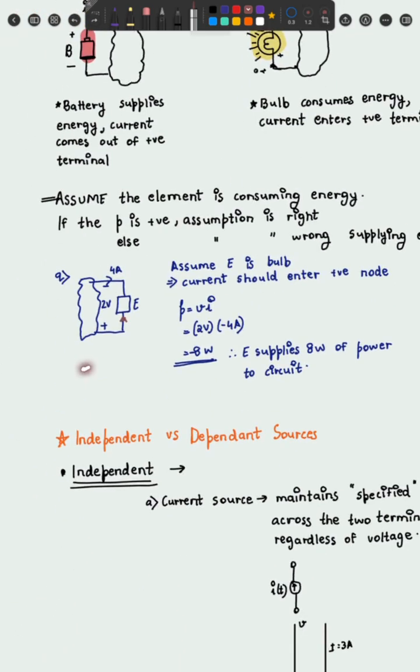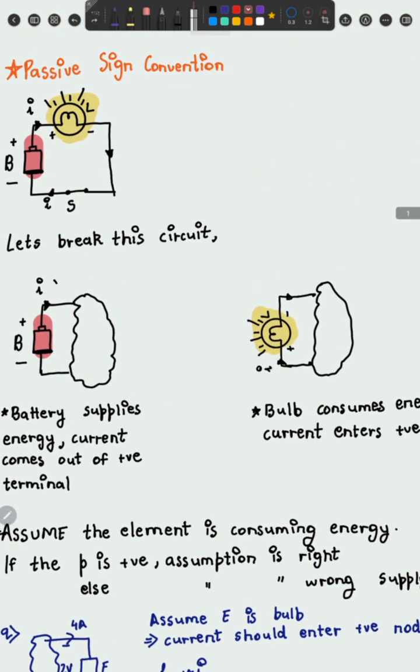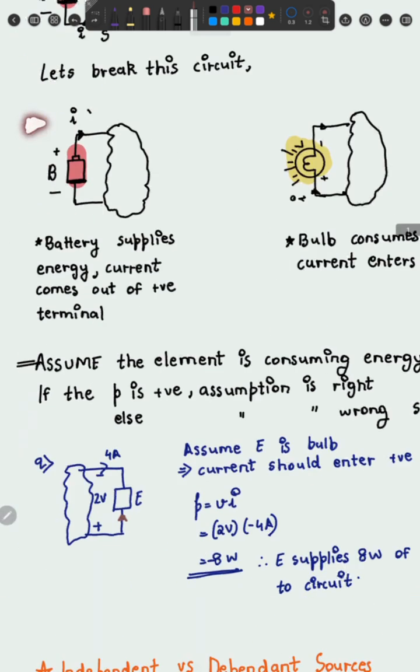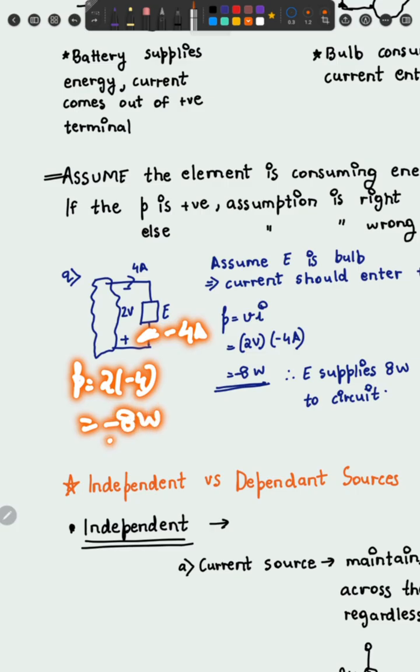So let's come to this question to understand it further. So you have this element E and you have a current which is entering the negative terminal. The voltage across this is 2 volt. So what we do is we calculate V into I. Okay, if this was a bulb, the current should have entered the positive terminal. So here the current is entering the negative terminal. So what we do, we reverse the direction of the current, and now the current for us becomes minus 4 ampere. So P equal to 2 into minus 4, that is minus 8 watt.